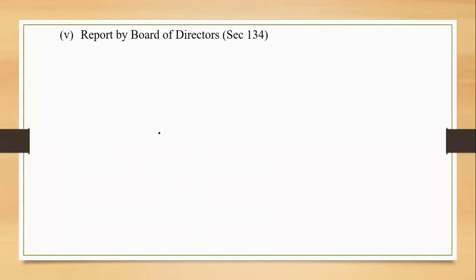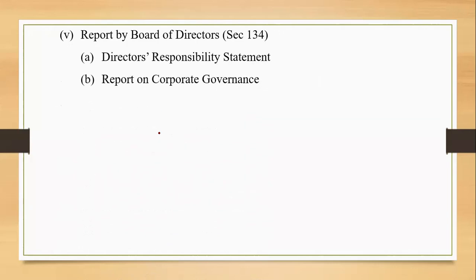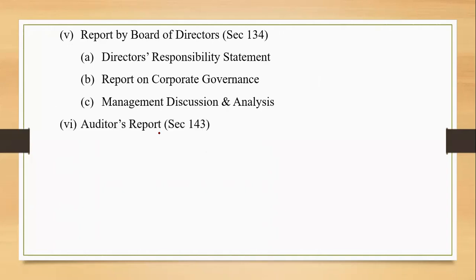After that, it is the report by the board of directors. The board of directors need to present their report as well, in which the directors' responsibility statement is required. Report on corporate governance, management discussion and analysis. These all reports are required in the annual report. Apart from this, the auditor's report is also required.